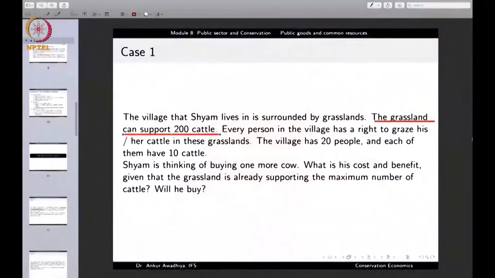Now this kind of a resource is known as a common resource. So this is a common property. There are no private property rights in this grassland. And a common thing with common property is that people tend to overutilize them. And remember that this sort of thinking is coming from a rational decision-making process. It's not that Shyam is irrational. Even though Shyam knows that 200 cattle is the maximum that can be supported, he would still want to have one more, because it is in his own benefit.